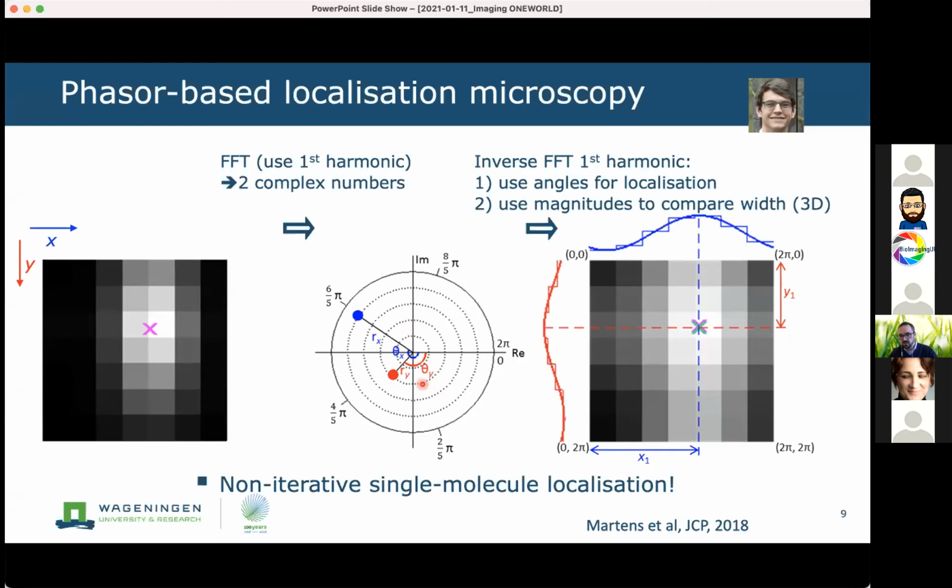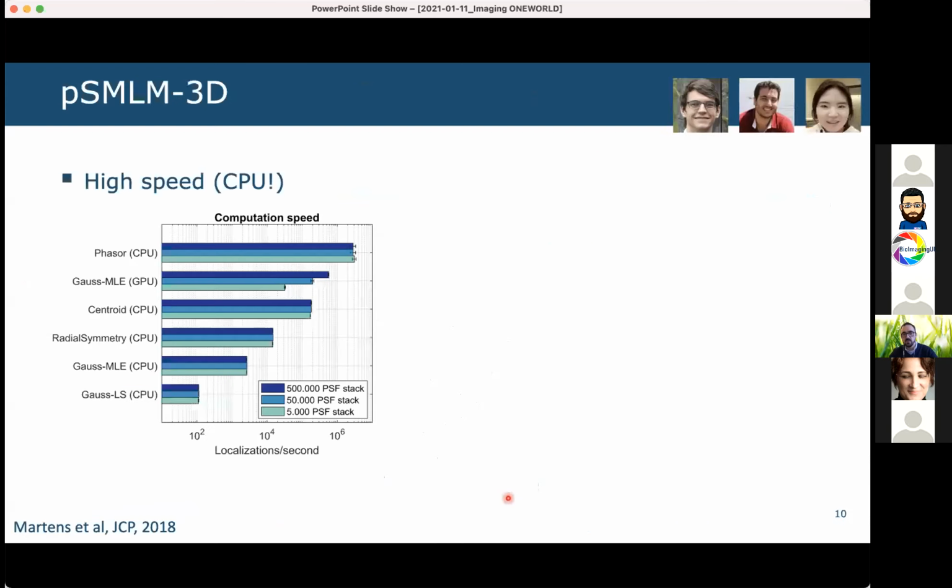So the point now is that we can do a single molecule localization that is non-iterative. Instead of normally using a two-dimensional Gaussian to fit, we have a non-iterative single molecule localization, which is super fast. We tested that and were quite surprised to find that our phasor algorithm implemented on a standard CPU beat, at that time, all the known implementations, even on GPUs. The GPU only gets faster if you have large stacks of PSFs that you shift into the memory, so you lose quite a lot of speed if you have a short stack. Still, we were one order of magnitude faster, approaching roughly 1 million localizations per second.